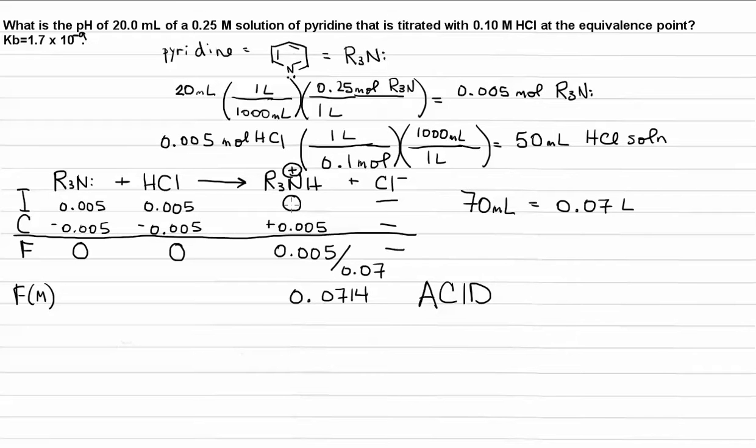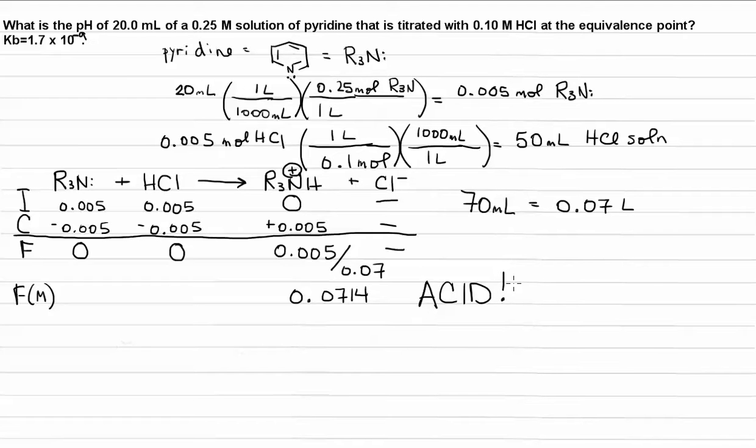Look at this. We have R3NH+. That's really the only thing that we have in solution that's going to change pH at all. And it is an acid. We know it's an acid because it has a proton that it can donate away. It is also an acid because it is the conjugate of the base. The base is pyridine, R3N. When you add a proton to it, it becomes its conjugate acid. So this solution is going to be acidic.